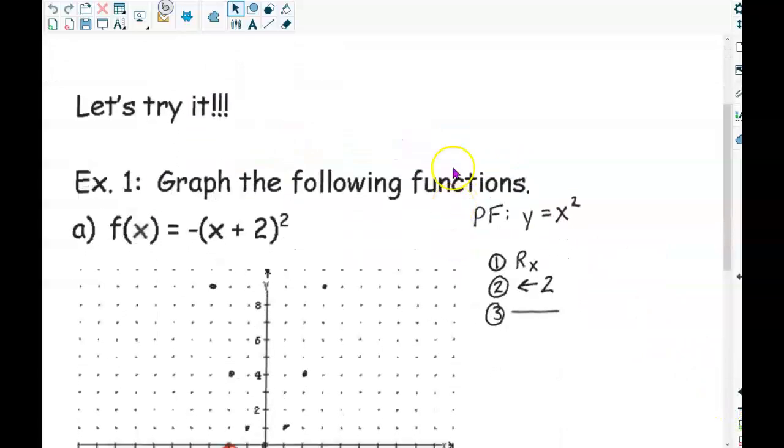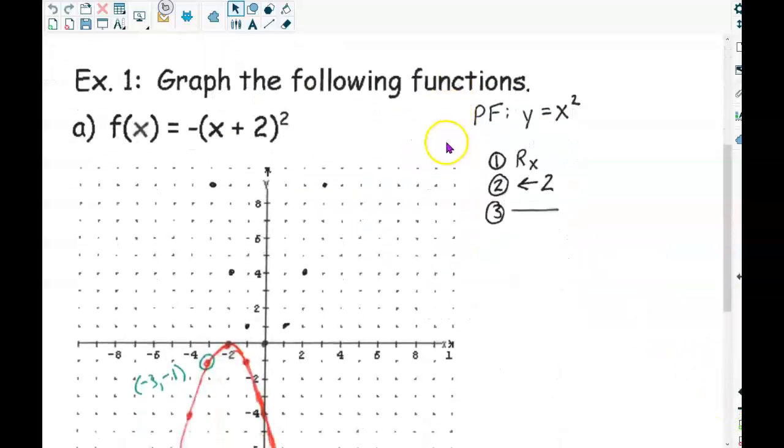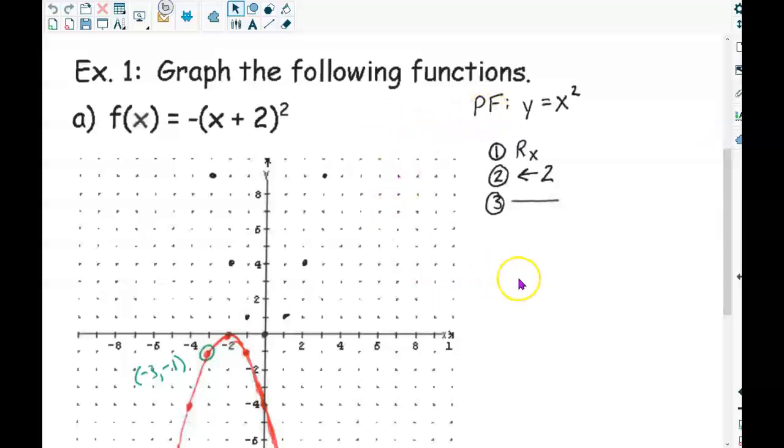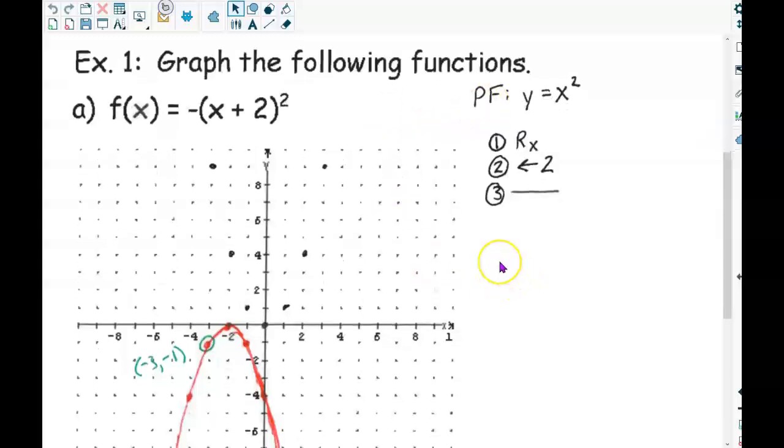All right, let's do one. I'll try this, kids. See if I forgot how to do it.